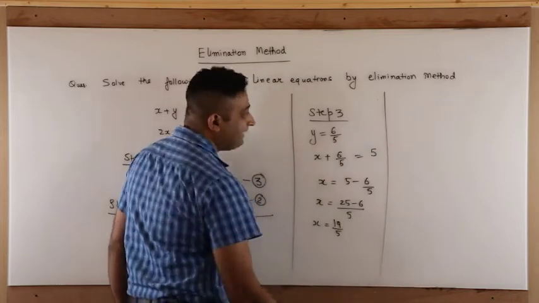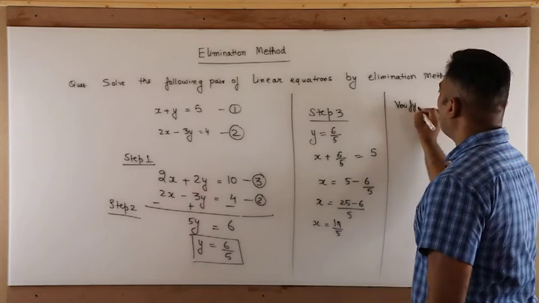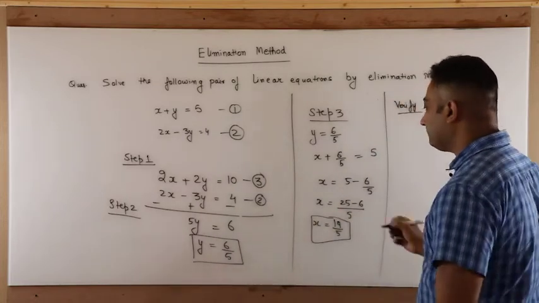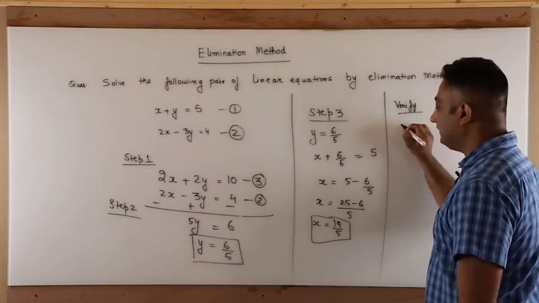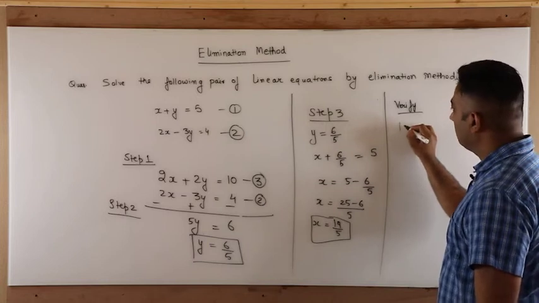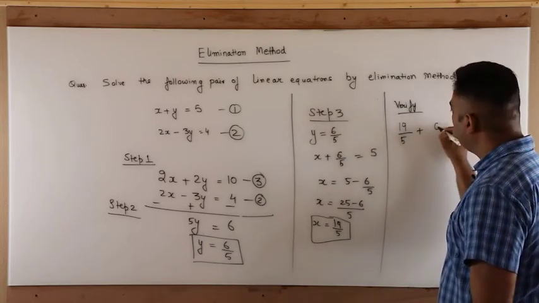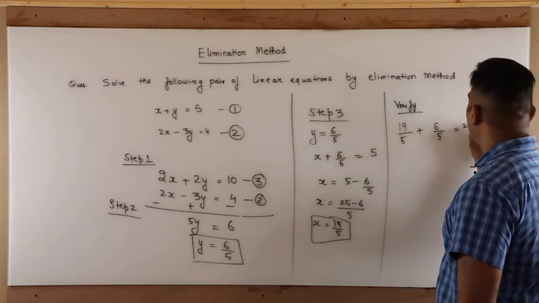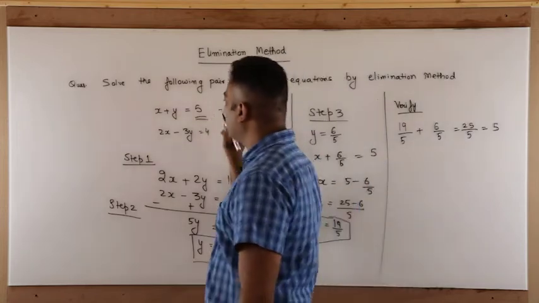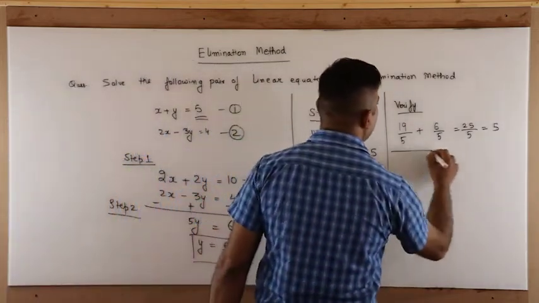So we can easily verify by putting the values of x and y in both the equations. So let us put the value of x and y in equation number 1. So we get the left hand side of equation number 1 as 19 by 5 plus 6 by 5, which is equal to 25 by 5, which is equal to 5, which is equal to the right hand side of the equation number 1. So it got verified.